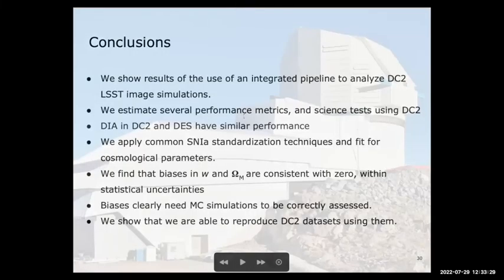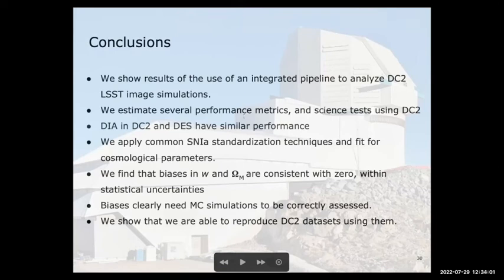So basically, the conclusions that we have are multiple. We show results of using an integrated pipeline to analyze the DC2 LSST images. We estimate several performance metrics, and we compare them to precursor surveys, and we find a good agreement among them. We apply standardization techniques for SN Ia and fit for cosmological parameters, and we find that the biases in the most relevant ones, w and omega matter, are consistent with 0.